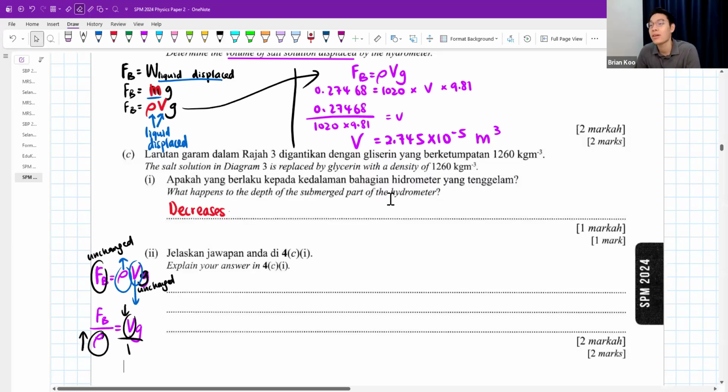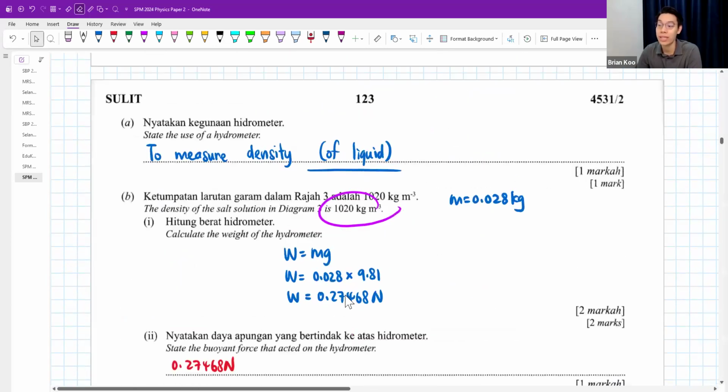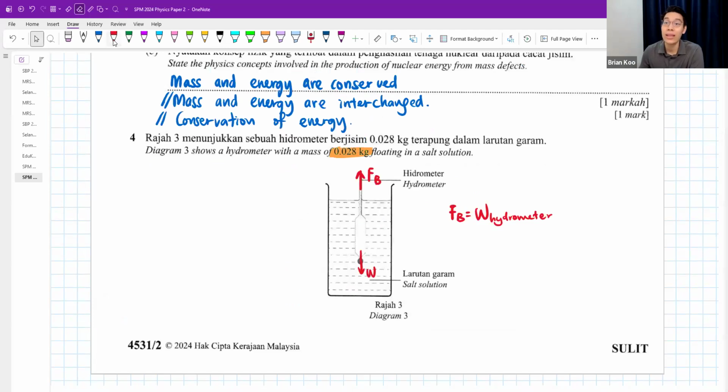Okay. Now, you might be wondering, teacher, I don't get it. Why is buoyant force unchanged? You change the density, the buoyant force will change, right? No, not necessarily. Why? Because the weight of the hydrometer is this 0.275. You go and use a different liquid, will the weight of the hydrometer change or not? No, the weight of the hydrometer is still 0.275. You can change to any liquid.